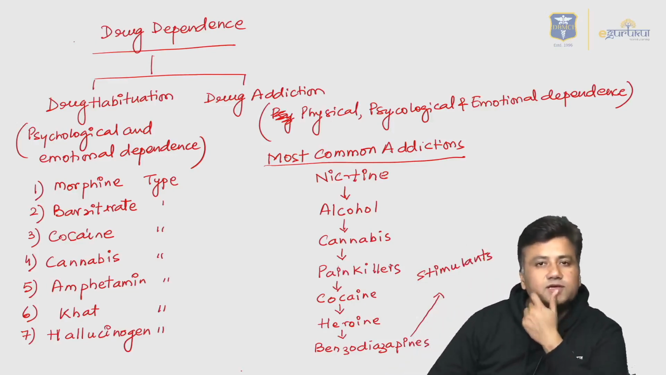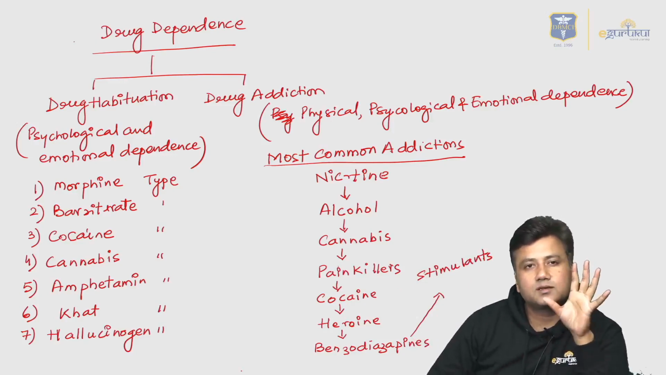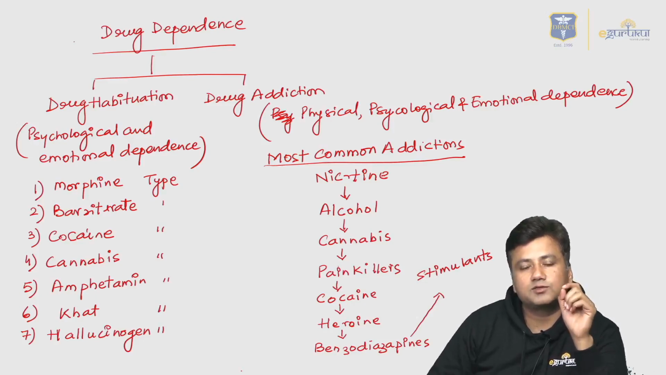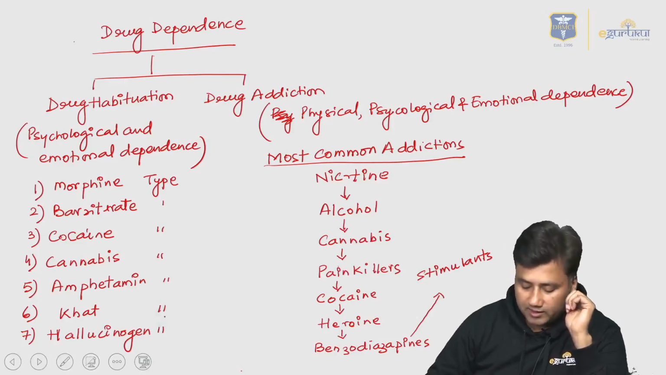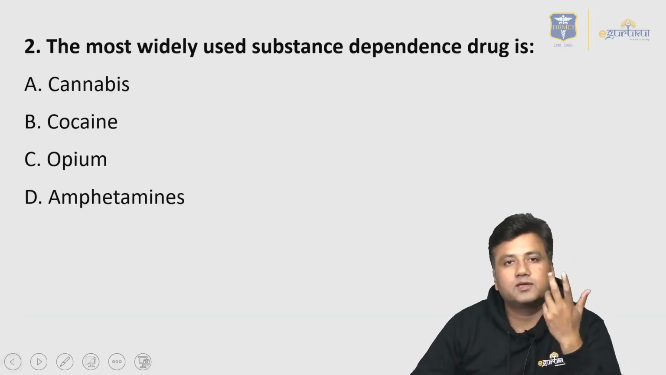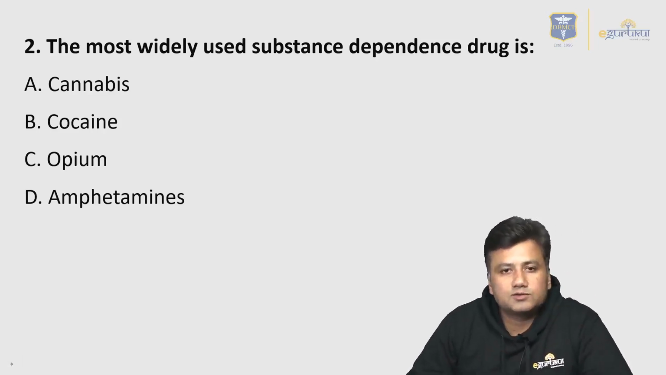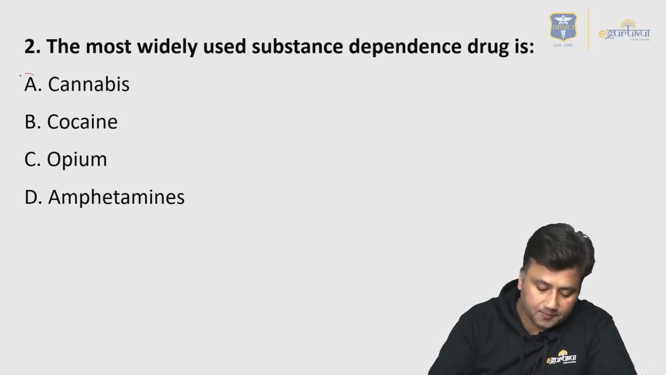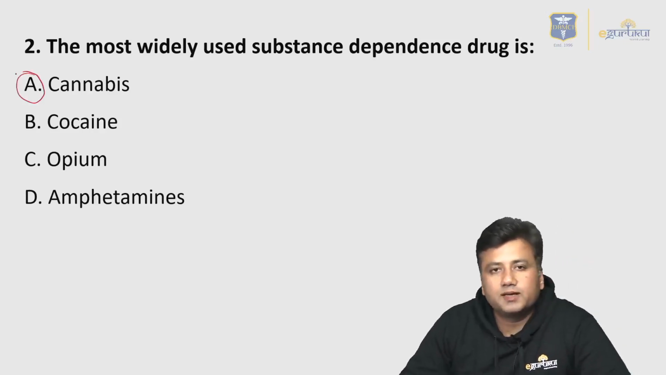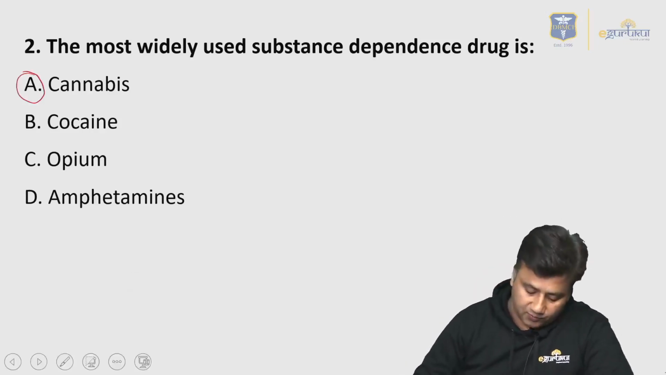So this is, more or less, the percentage of people in decreasing frequency from highest to lowest, about the drug being used by most people for any kind of addiction. Coming back to our question, the answer becomes very simple: out of the four given choices, the most widely used substance for drug dependence is option A, cannabis. Let us move to our third question.